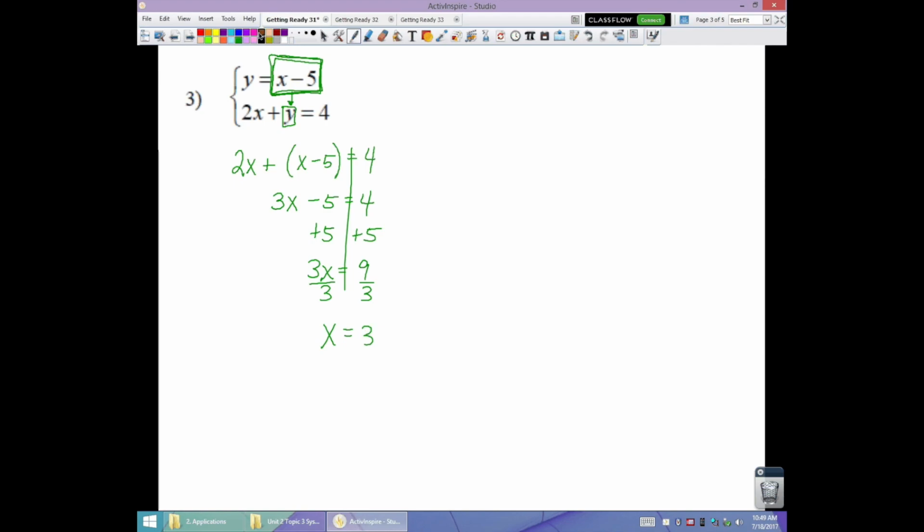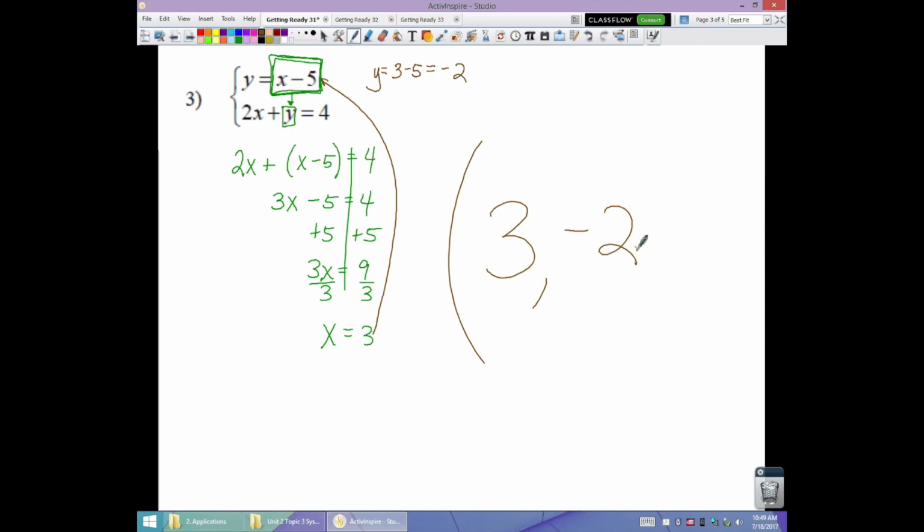In order to find y, we plug that x back in the box. So y is equal to 3 minus 5. 3 minus 5 is negative 2. Therefore, my solution is the point 3, negative 2.